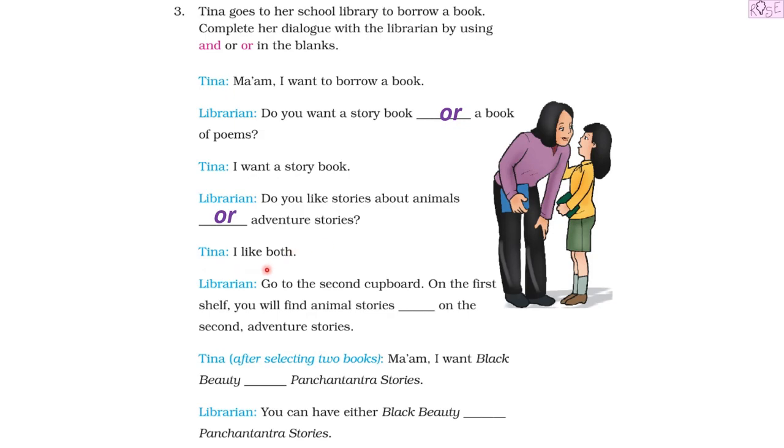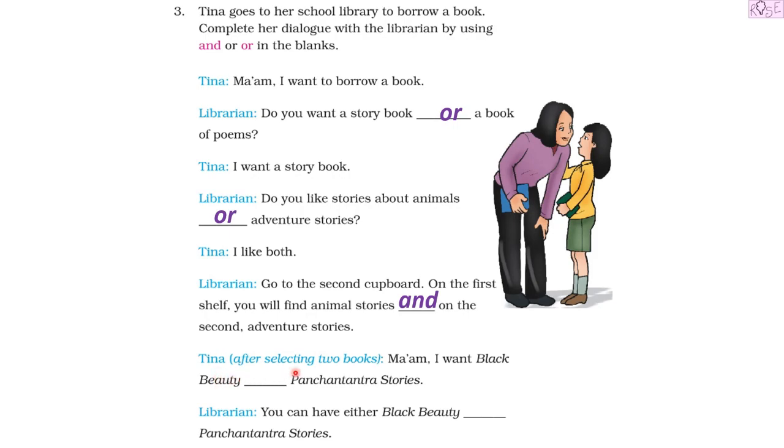Tina says, I like both. Then the librarian says, go to the second cupboard. On the first shelf, you will find animal stories dash on the second adventure stories. Now this is in continuation of the first sentence. The librarian is telling where to find what. So therefore, and will come because the phrase is in continuation. She is not giving any option. She is telling. So and will come: on the first shelf, you will find animal stories and on the second, adventure stories.